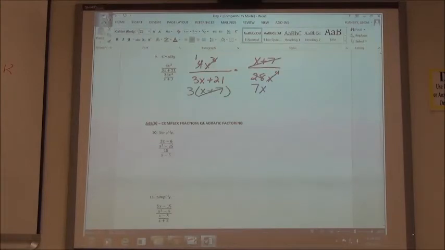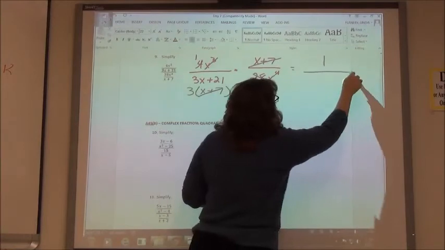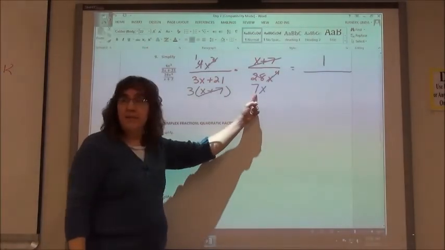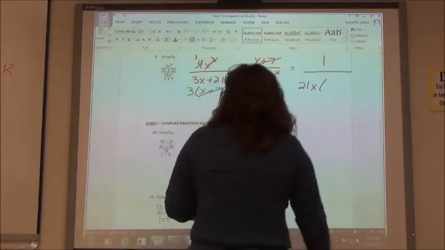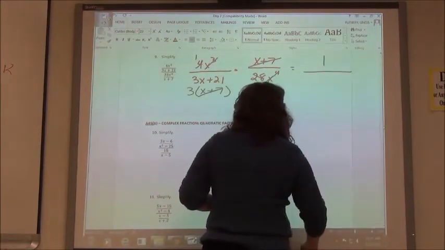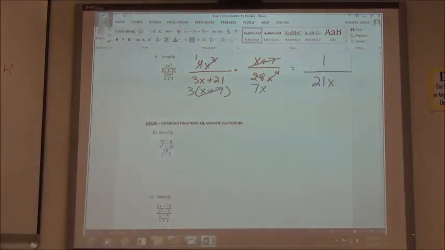So, what do I have left on the top? Don't say nothing. 1. There's a 1 up there, right? There's this 1. We got to keep that 1. Everything cancels out. There's always a 1 up there. On the bottom, we're going to take the 3 times the 7, so we're going to have 21x. And that's probably it, because everything else canceled out. So we ended up with just a 1 over a 21x. Crazy.